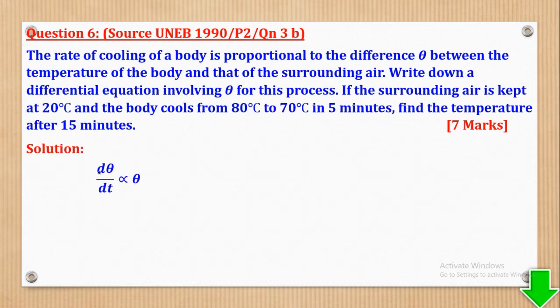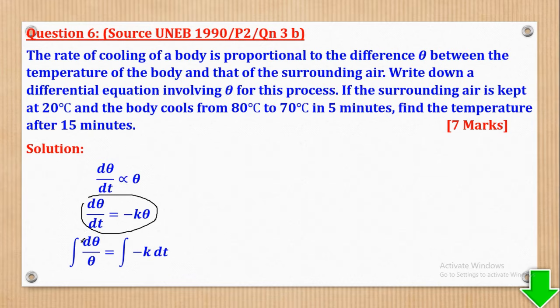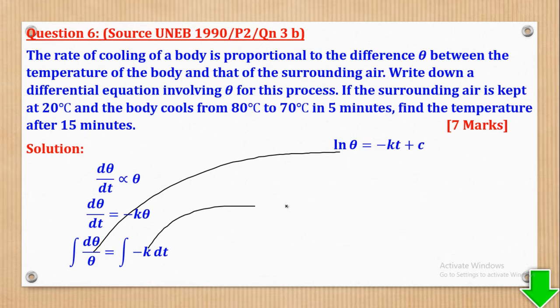So the differential equation will be d theta dt is proportional to theta, therefore d theta dt will be equal to negative k theta. So remember, it has to be a negative constant. Now this is a separable differential equation, so to solve it you have to separate variables and then put integrals on both sides. After that you have to integrate. This gives you this and this gives you that plus the constant of integration.